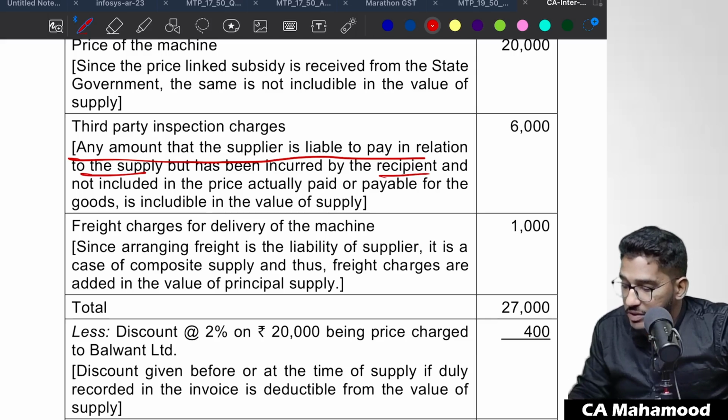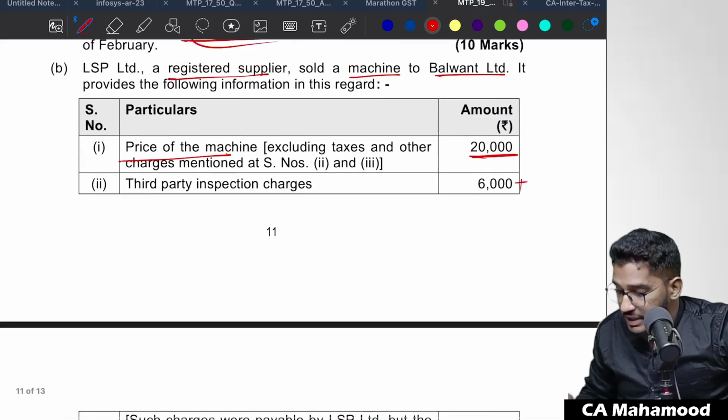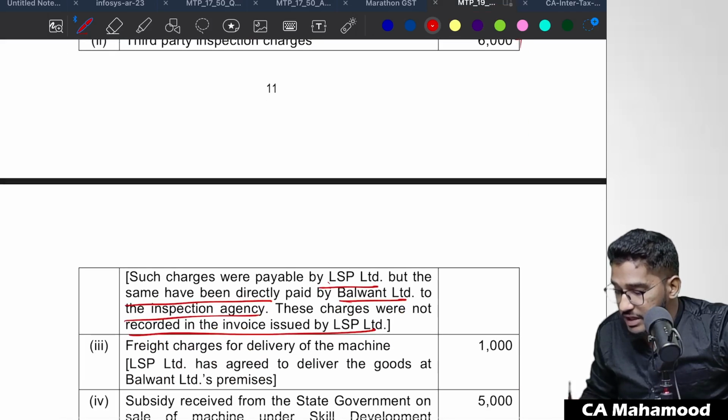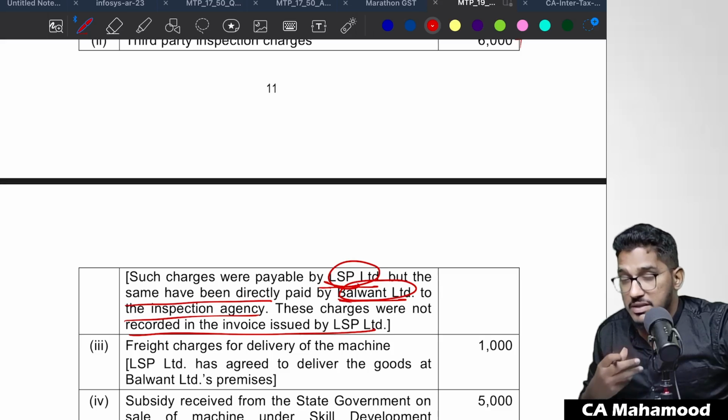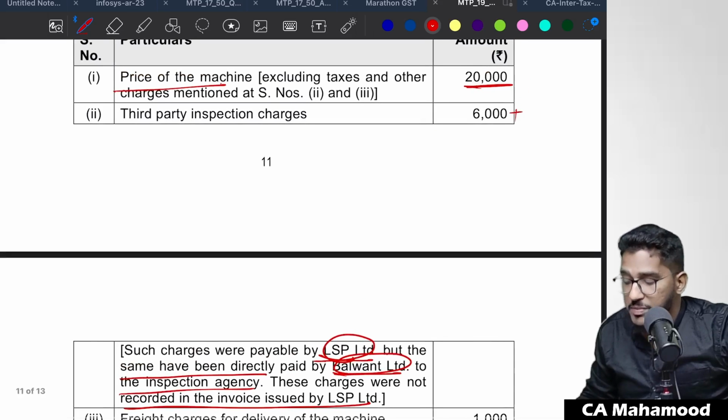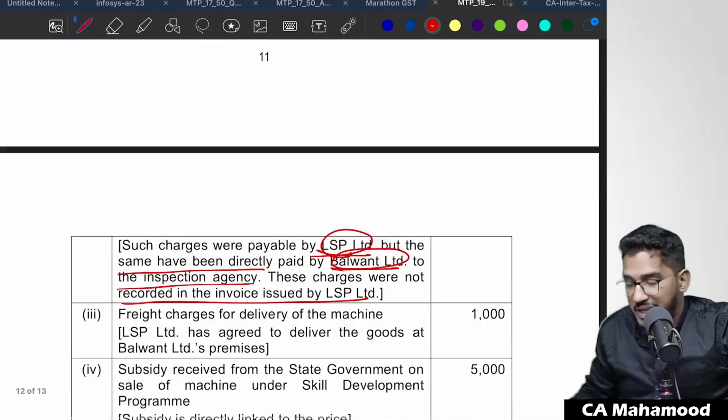The same thing, even they are saying it here in the question. These third party inspection charges are required to be paid by the supplier, but instead of the supplier, the recipient has paid it. That means the charge which is required to be paid by the supplier has been incurred by the recipient. Should this be added to the value of supply? Yes, this will be added.